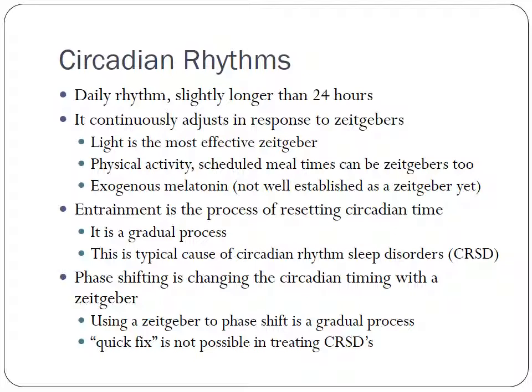Entrainment is a process of resetting circadian time. This is a gradual process, and entrainment is the typical cause of circadian rhythm sleep disorders. Phase shifting is changing the circadian timing with a Zeitgeber. Using a Zeitgeber to phase shift is a gradual process. A quick fix is not possible in treating circadian rhythm disorders.